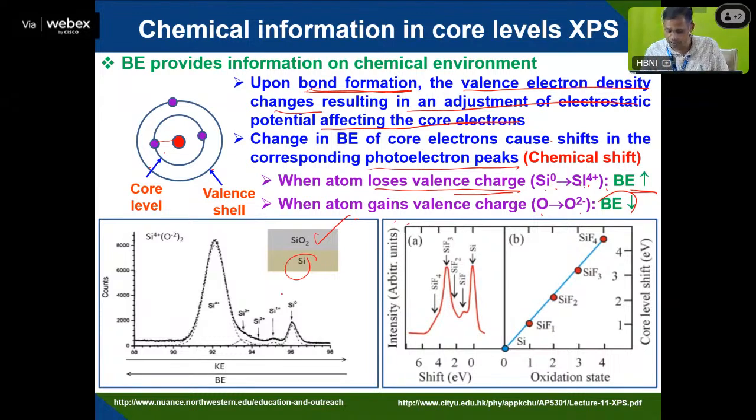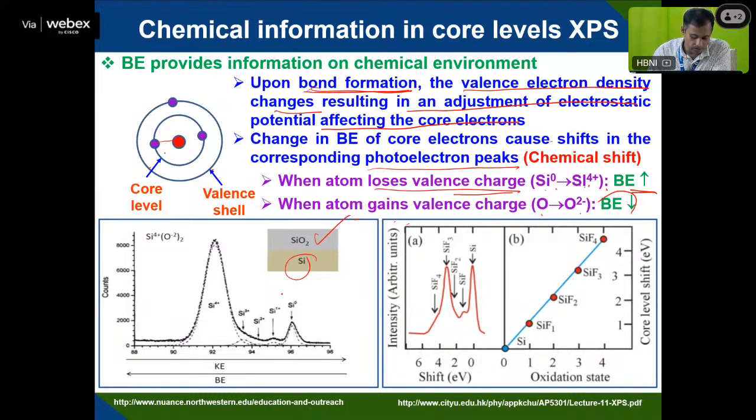Then you can see here another example, silicon fluoride. So silicon metal is in 0 oxidation state, then SiF in 1 oxidation state, then 2, 3 and 4 oxidation states. All these oxidation states we are able to tell apart by using X-ray photoelectron spectroscopy. So this is an example of core level X-ray spectra.